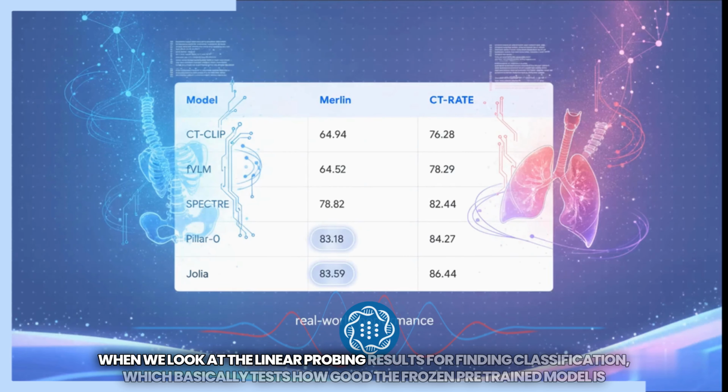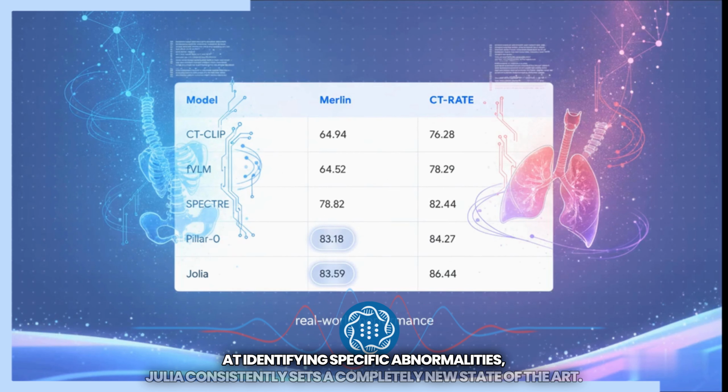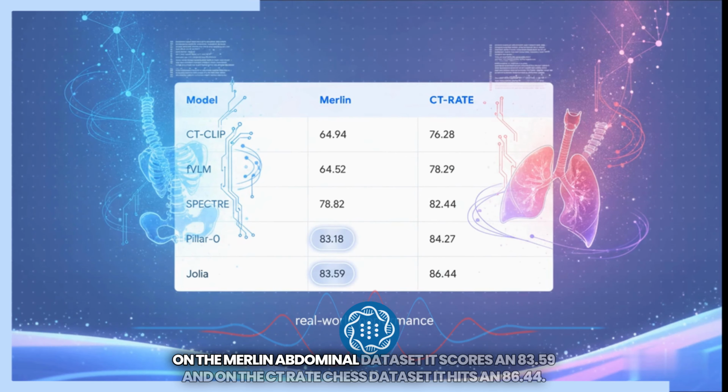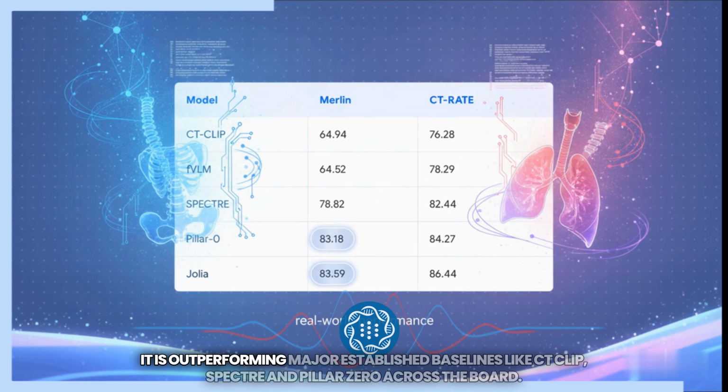When we look at the linear probing results for finding classification, which basically tests how good the frozen, pre-trained model is at identifying specific abnormalities, Jolia consistently sets a completely new state-of-the-art. On the Merlin abdominal dataset, it scores an 83.59, and on the CT-RATE chest dataset, it hits an 86.44. It is outperforming major established baselines like CT-CLIP, SPECTRE, and Pillar-0 across the board.